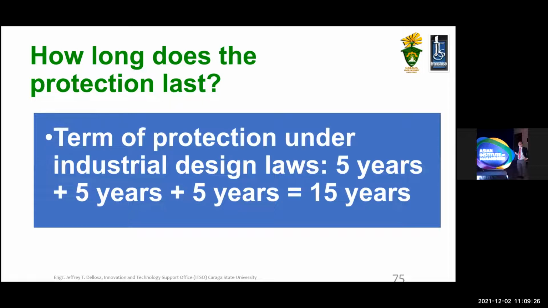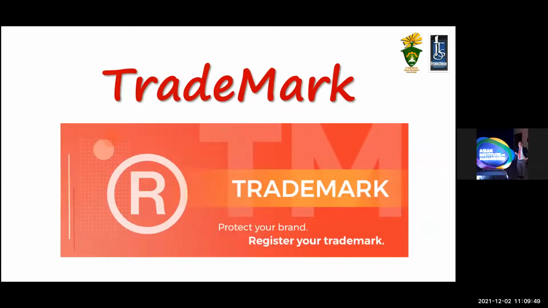So any questions from the industrial design? Any comments or clarifications before I proceed with another type of intellectual property? None so far. I hope that's clear with you guys now.